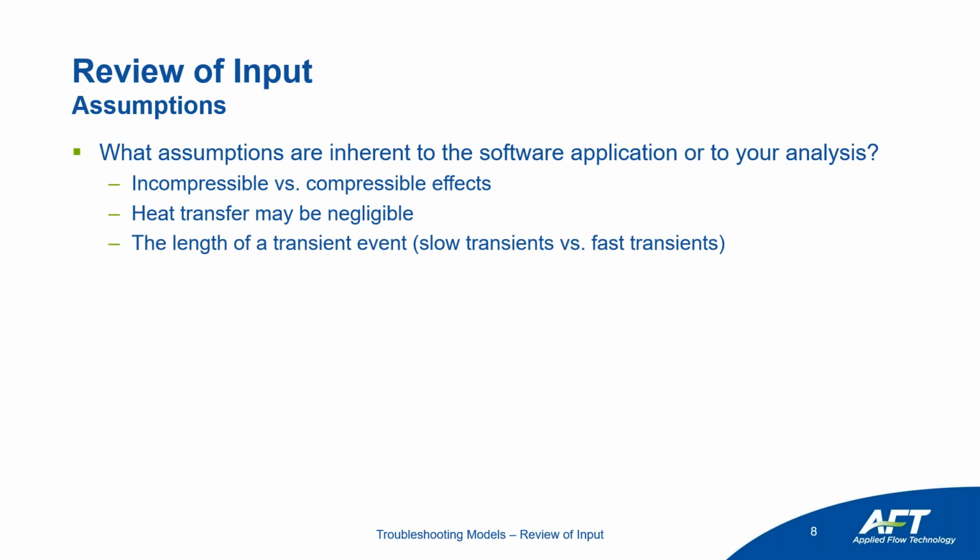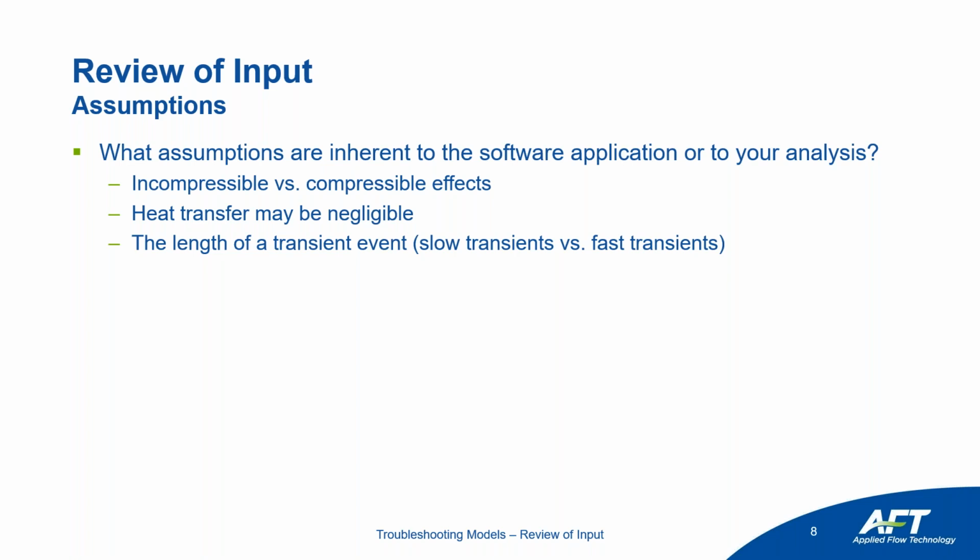This point is specific to transient events. So you might look at something called a slow transient, which in AFT language means that with any change to your system, it immediately achieves a new steady state. This is different from a fast transient, which you might model in AFT Impulse or AFT Xstream, where you want to model the sudden pressure rise or the sudden change in flow rate from something like a pump trip or a valve closure or a relief valve opening.